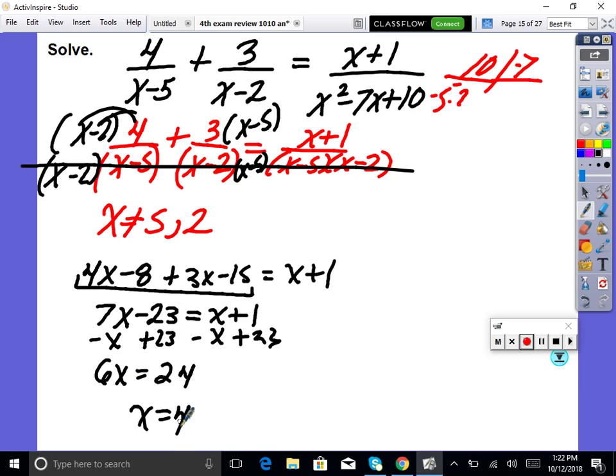Was that a restricted value? No. So we're good, and we could check our answers by plugging 4 back into the original and making sure we come out with a true statement.